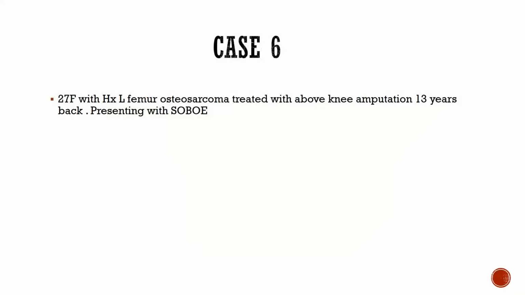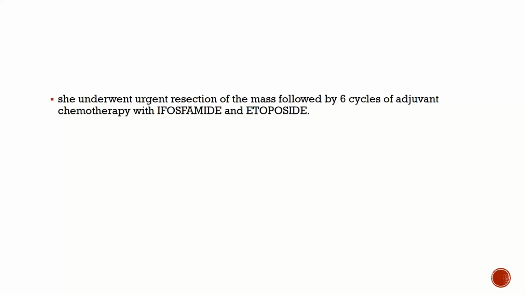So this is a case of a patient who had femur osteosarcoma with mets to the heart. Unfortunately, she underwent urgent resection of the mass. She was followed by 6 cycles of adjuvant chemotherapy, and she's doing well now, almost 6 months post-surgery. Thank you.